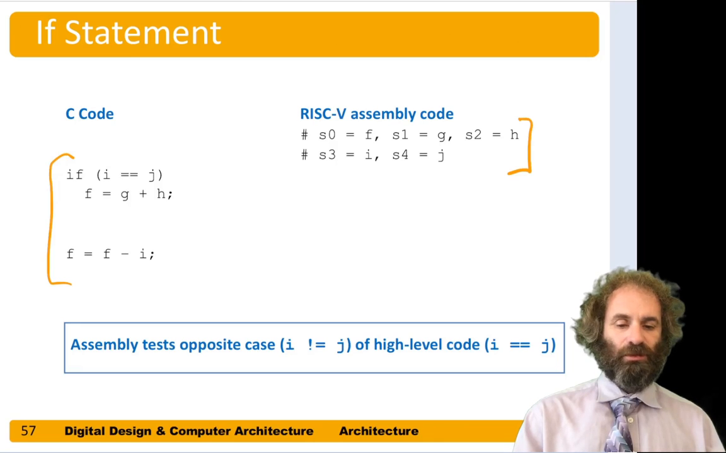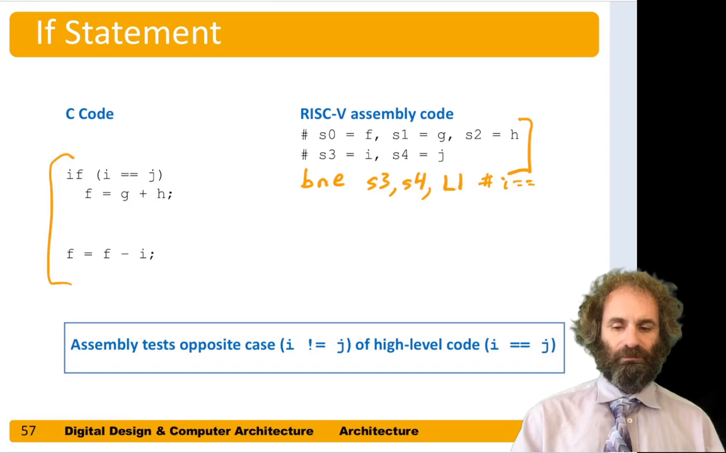If i equals j, we want to do the body, but let's figure out when we want to skip the body. That's the opposite condition, so if i is not equal to j, we want to skip the body. So we'll start with a branch on not equal. S3 has i, S4 has j, and let's go to some place, we'll call it label 1, to skip over.